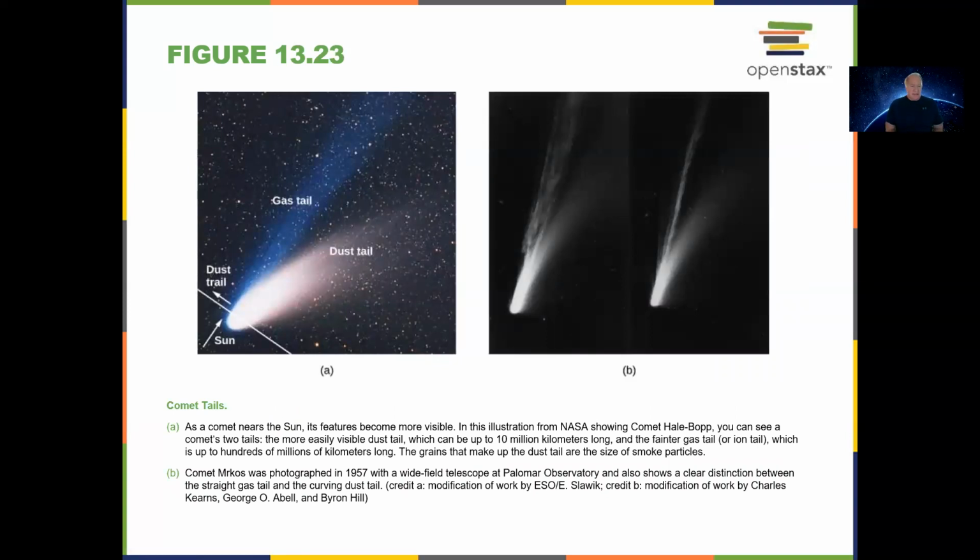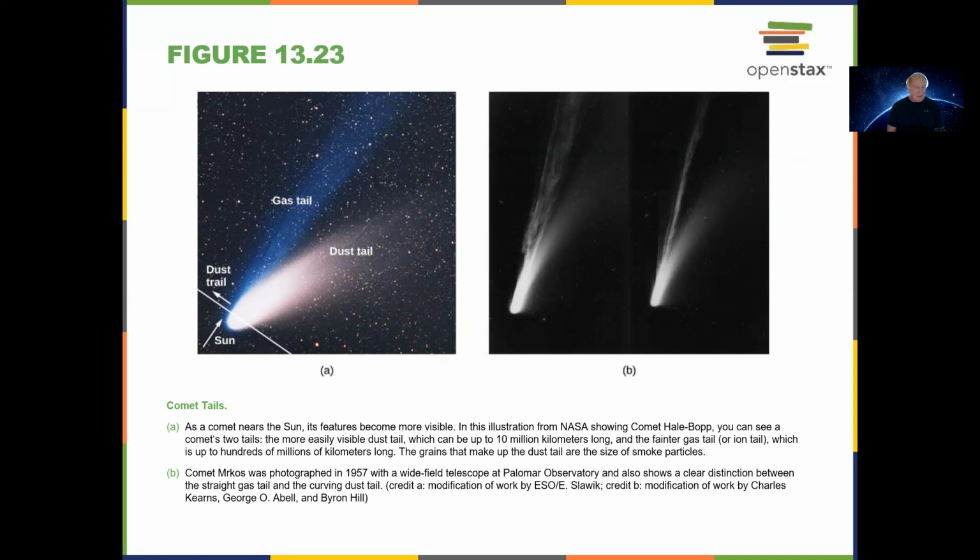As the comet nears the sun, the features become more visible. In this illustration from NASA showing Comet Hale-Bopp, you can see the comet's 2 tails: the more visible, easily visible dust tail, which can be as much as 10 million kilometers long, and the fainter gas tail, or ion tail, which is up to hundreds of millions of kilometers long. The grains that make up the dust tail are the size of smoke particles.